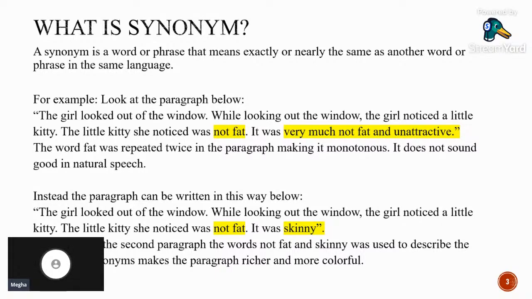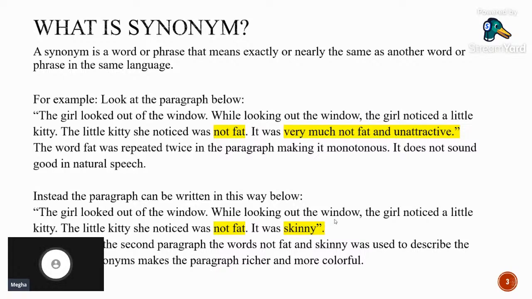See, when I say it myself, it doesn't sound right to you, correct? It makes the words and the sentence itself confusing. It is not grammatically correct. So when you come across such same words making it monotonous, you can use something similar to the given word. Okay, so that is why synonym, something similar.